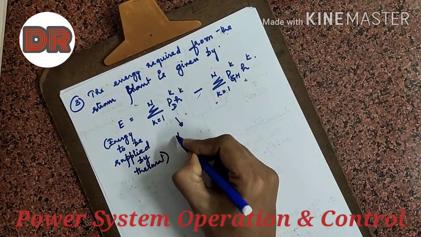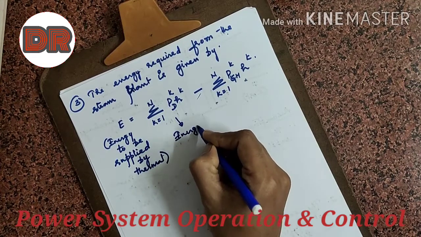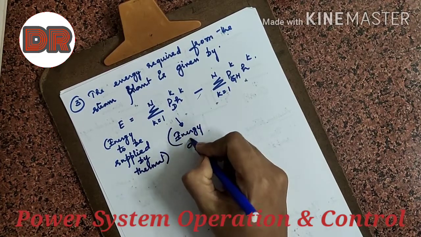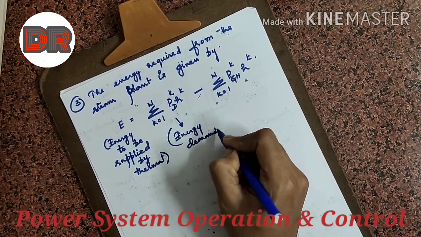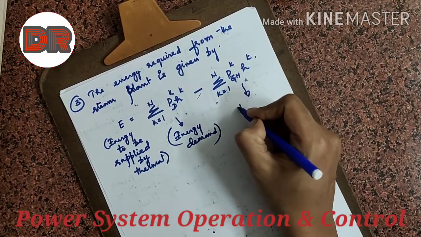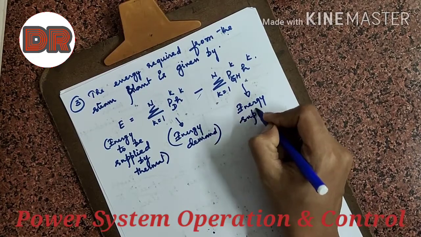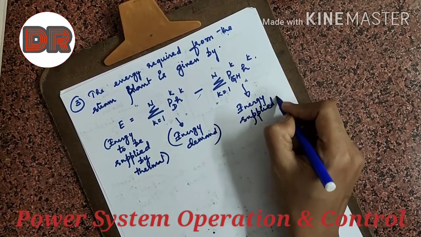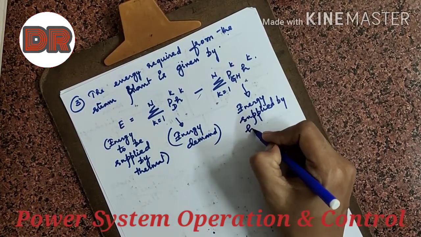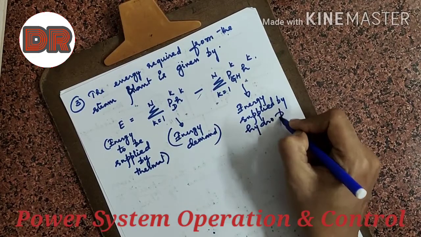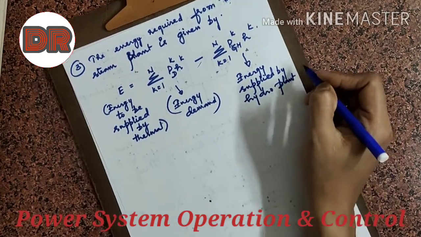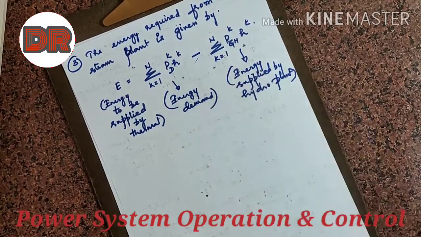So this is the energy demand, and this is nothing but the energy supplied by the hydro plant. So these are the three assumptions we have to remember.